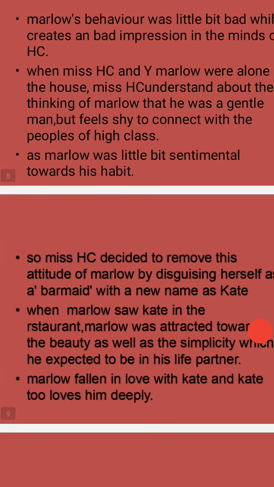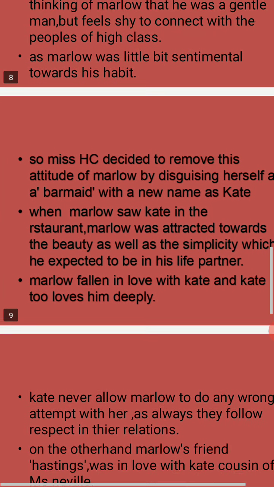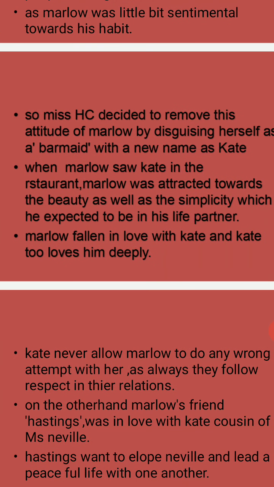As Marlowe was a little bit sentimental towards his habit, Miss Hardcastle decided to remove this attitude of Marlowe by disguising herself as a barmaid with a new name, Kate. So what Miss Hardcastle decided is that she wanted to remove the attitude of Marlowe. How might it be removed? By disguising herself as a barmaid.